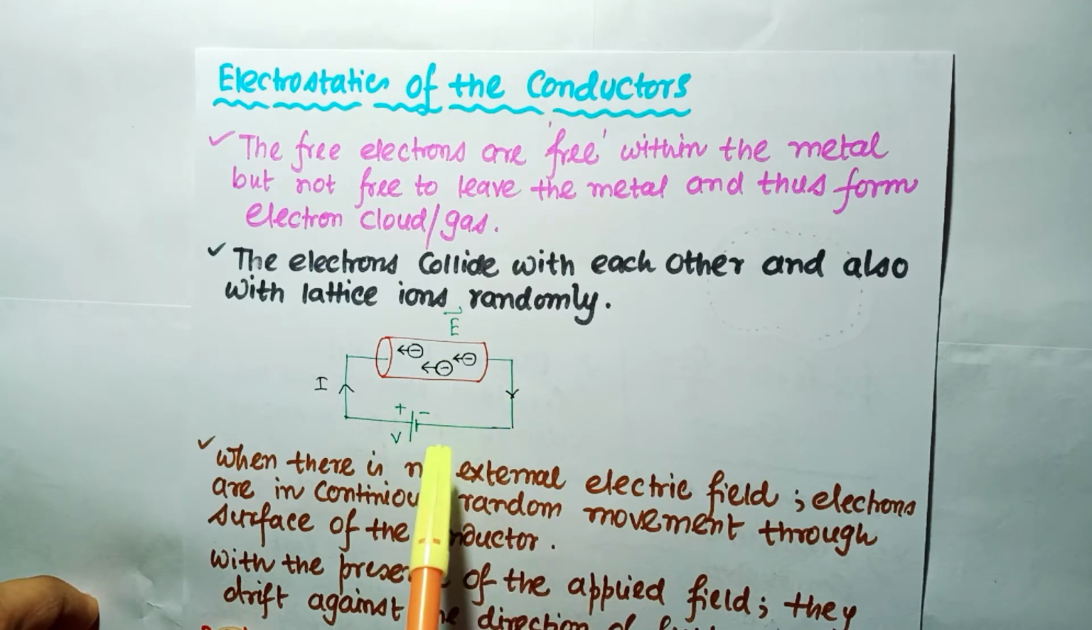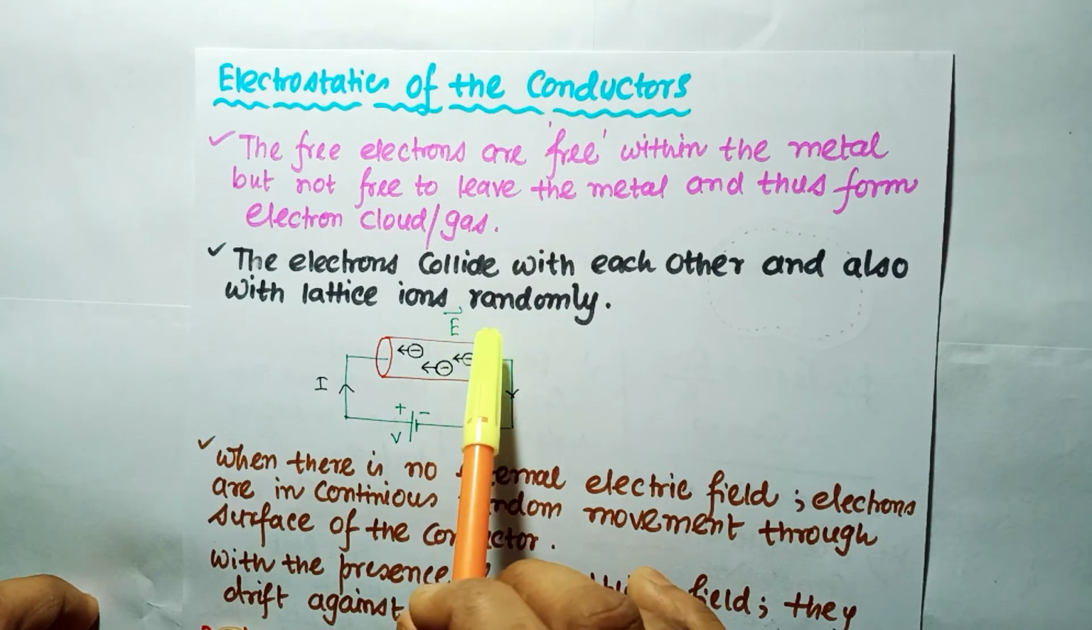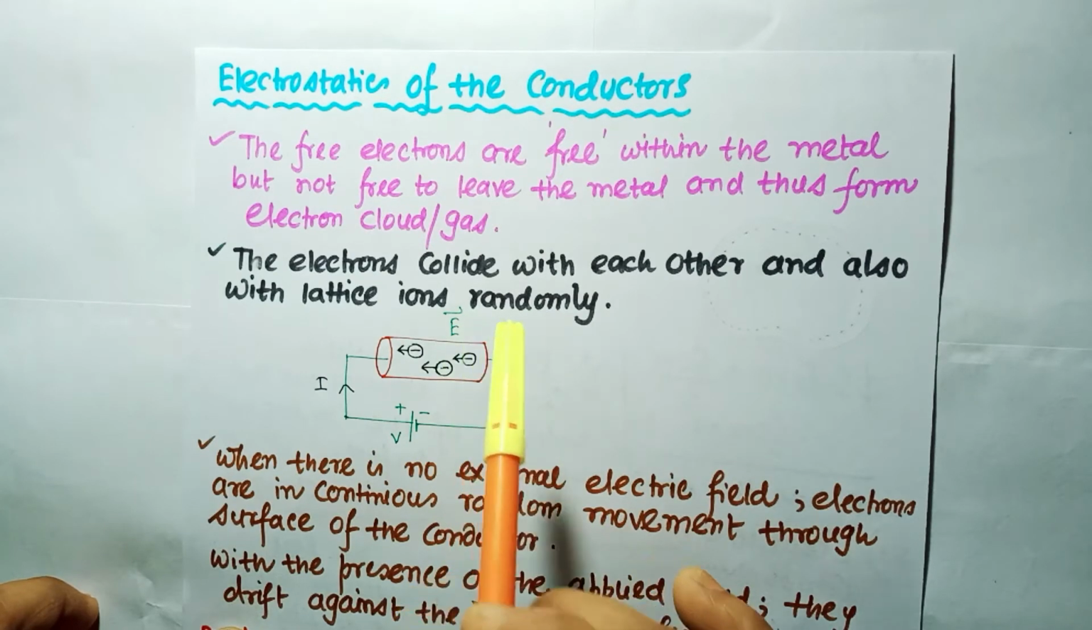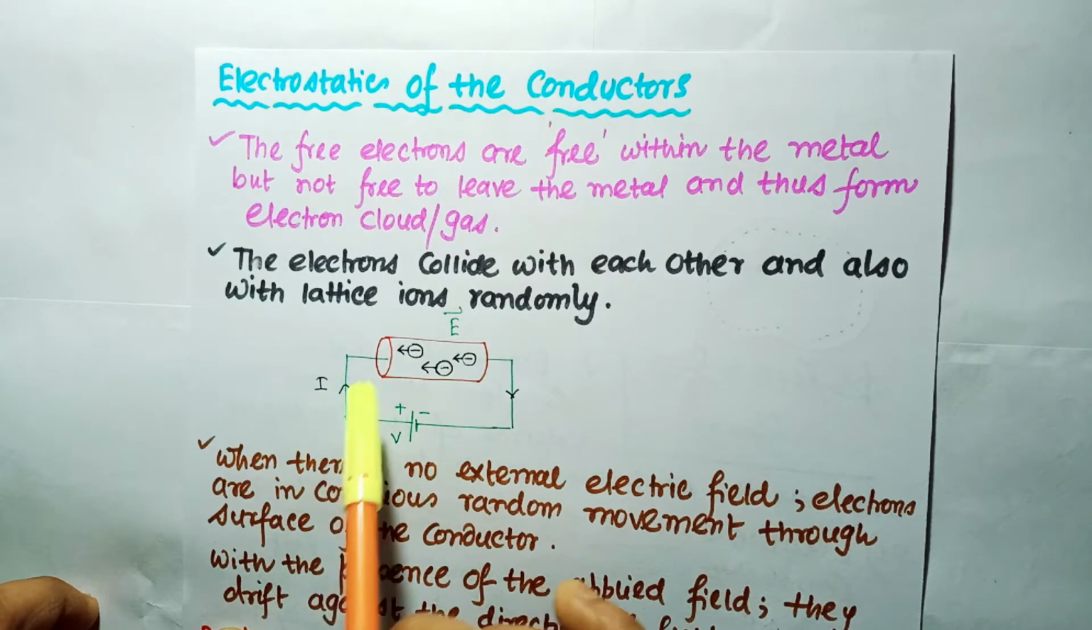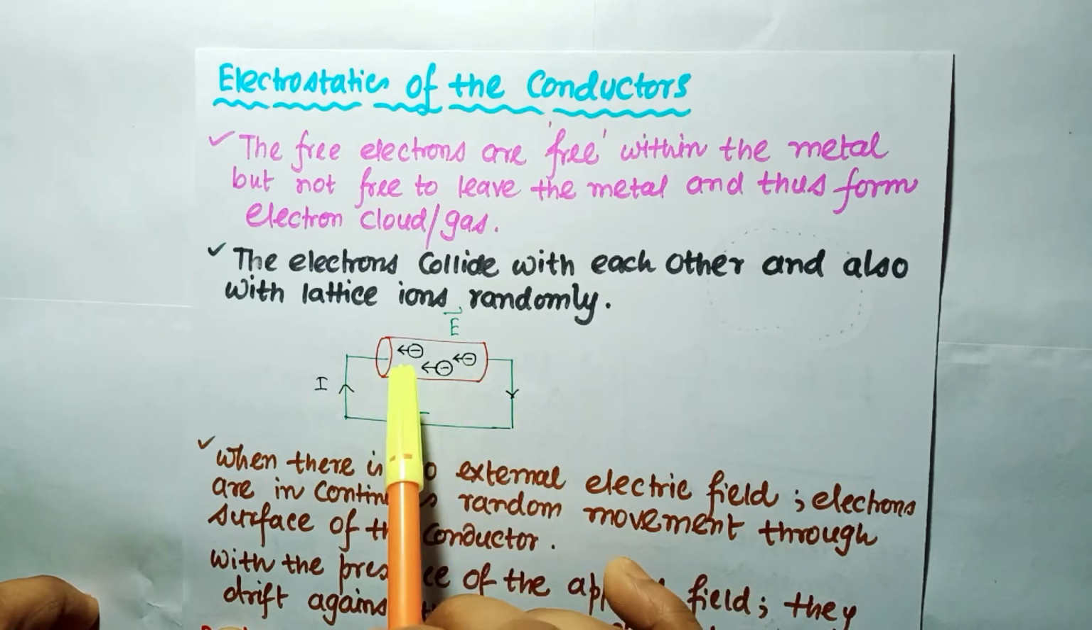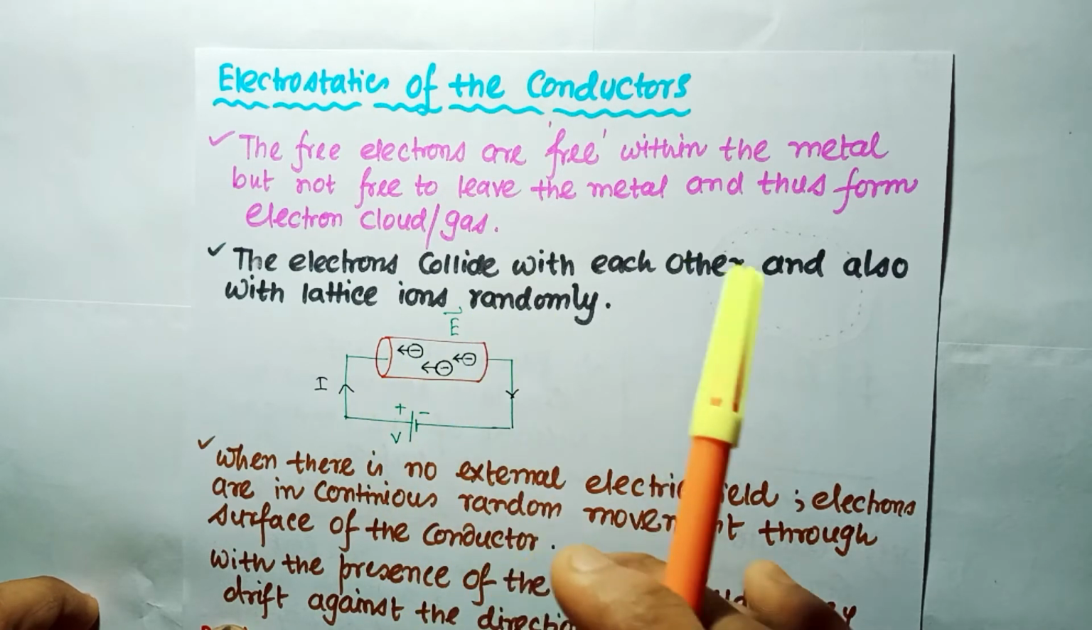I am applying some voltage source here. It means I am applying an electric field in this direction. You can see the direction of the electric field, and you can see the current will pass in this direction, but the electrons will move in the opposite direction of the current.